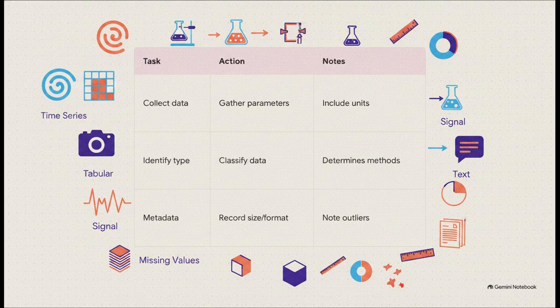It's that simple. First up, you have to gather all your experimental parameters and raw measurements, making sure to meticulously include your units and provenance. Then, systematically classify the data type. Are we talking time series, tabular, image, signal, text? Documenting this explicitly is a must because it literally dictates the applicable methods we'll use later on.